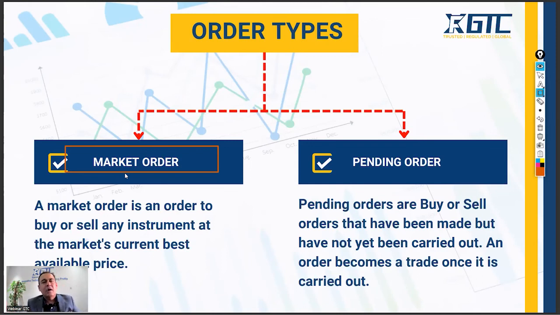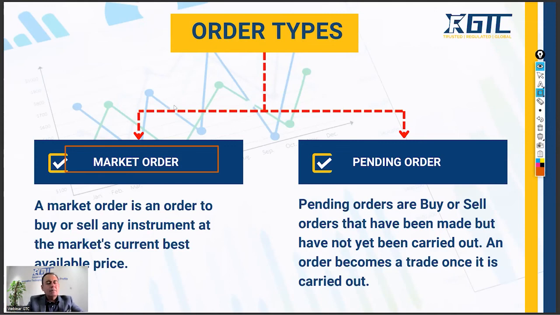Maybe we have a resistance of 102. So I'm waiting, let the market cross above the resistance price, which is 102. I'm going to buy later. So I will buy higher than 102. Let the market cross above. So I'll be putting a pending order. In that case, the system will execute my order at a later stage. So that's the reason it is called a pending order.